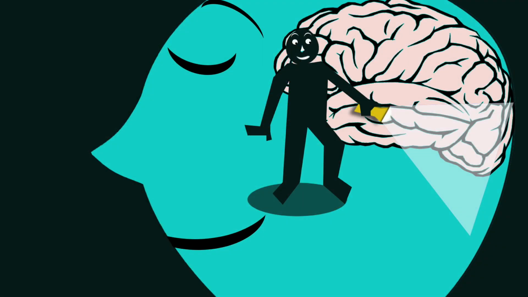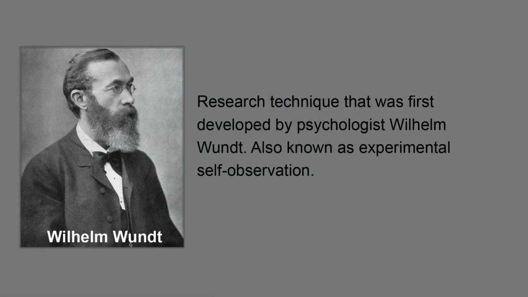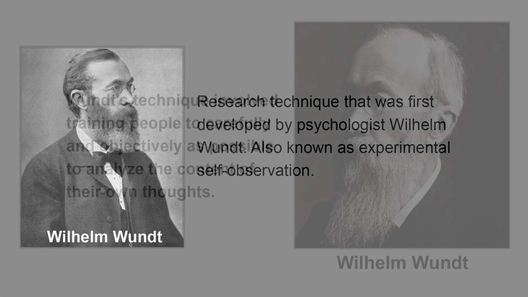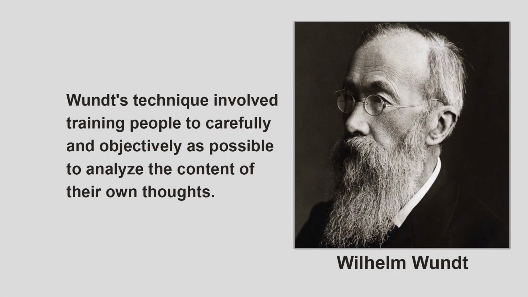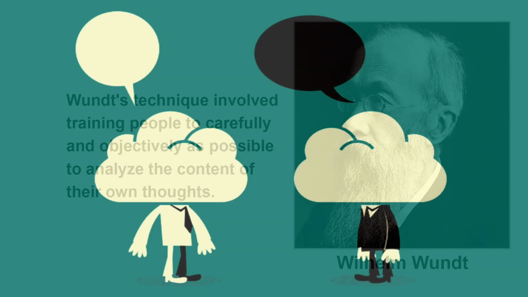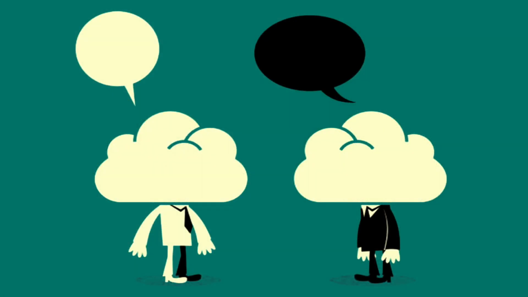As a research technique, the term introspection is also used to describe a research technique that was first developed by the psychologist William Wundt, also known as experimental self-observation. Wundt's technique involved training people to analyze the content of their own thoughts as carefully and objectively as possible. Some historians suggest that introspection is not the most accurate term to refer to the methods that Wundt utilized.